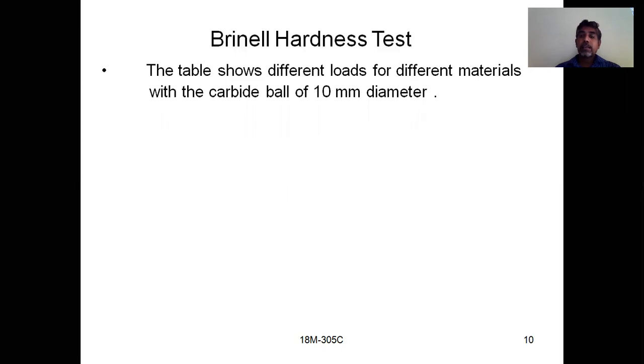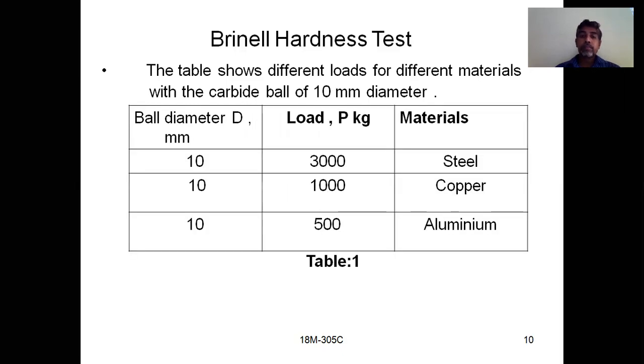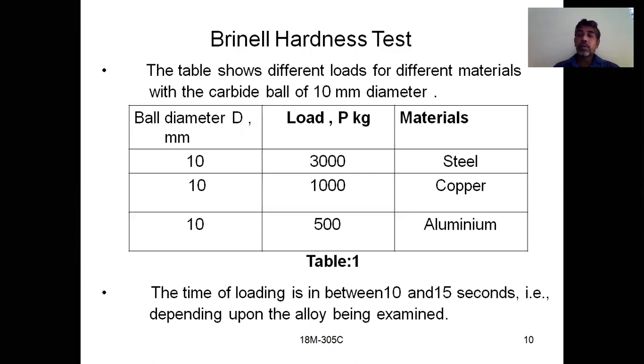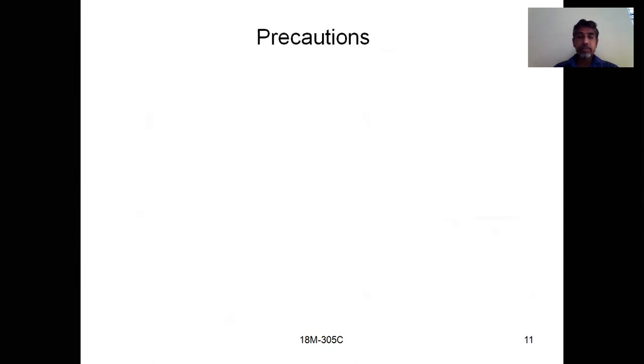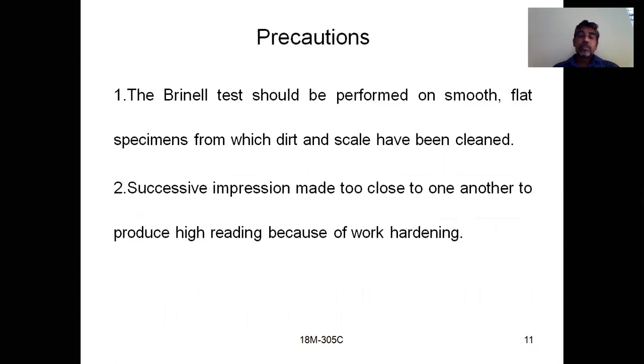By fixing the diameter of the ball as 10 mm, we find different loads for different materials: for steel it is 3000 kg, for copper 1000 kg, and for aluminum 500 kg. And how long do we have to keep the load intact? That means 10 to 15 seconds. The load should act on the specimen such that you get a proper indentation for the examination. This is also very, very important.